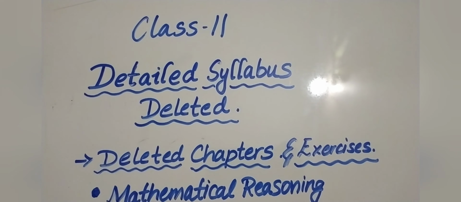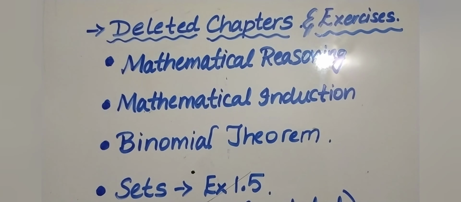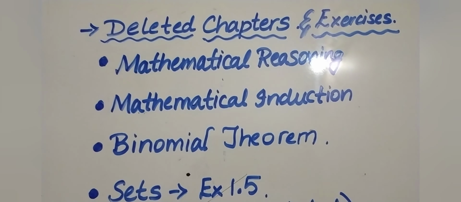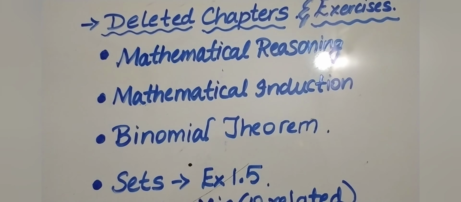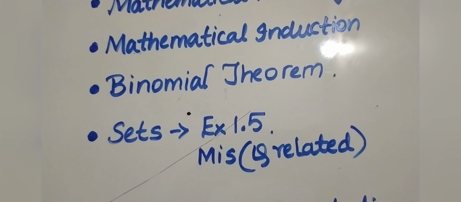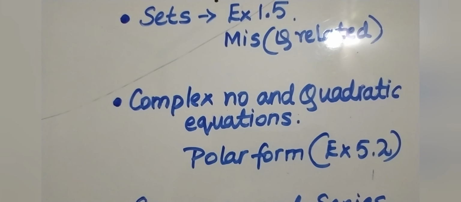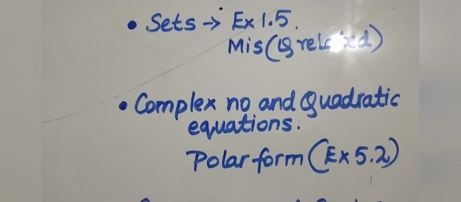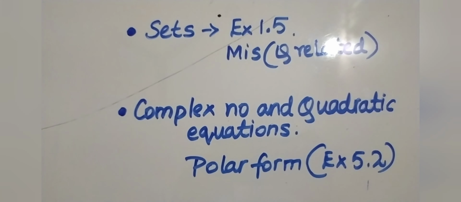These are the chapters which are being deleted for class 11th: mathematical reasoning, mathematical induction, and binomial theorem. And when it comes to exercises, in the first chapter, sets, exercise 1.5 and questions related to exercise 1.5 in the miscellaneous exercise have been deleted. Then complex numbers and quadratic equations: the polar form, the questions related to polar form, which come in exercise 5.2, are deleted.